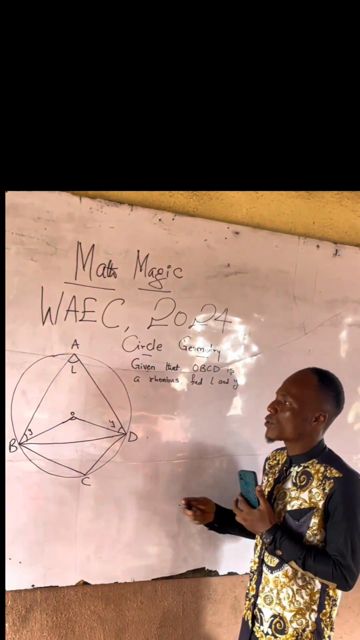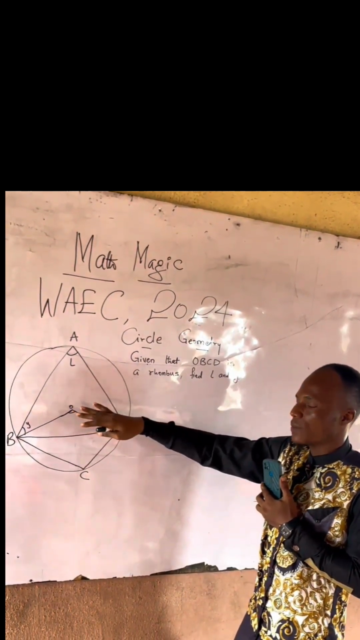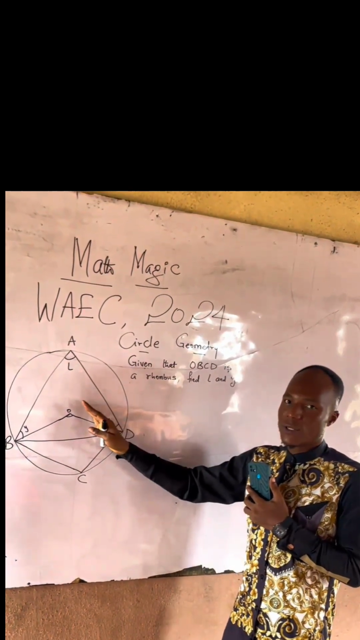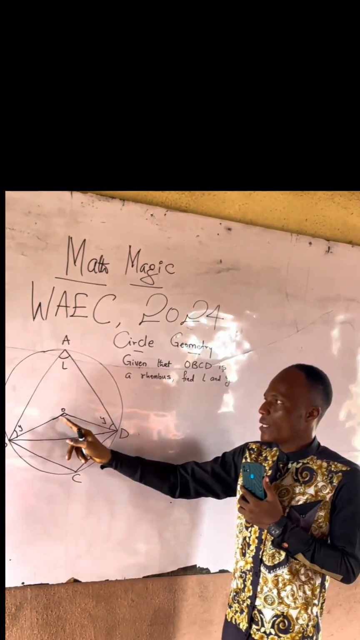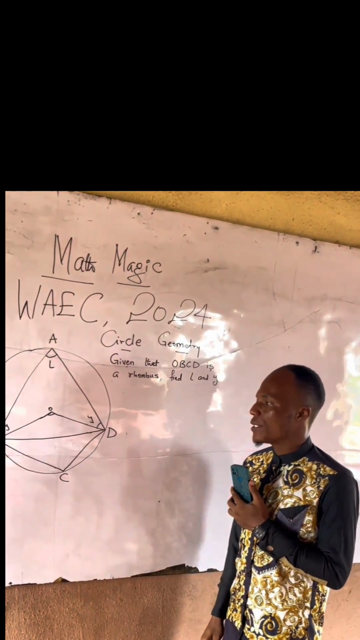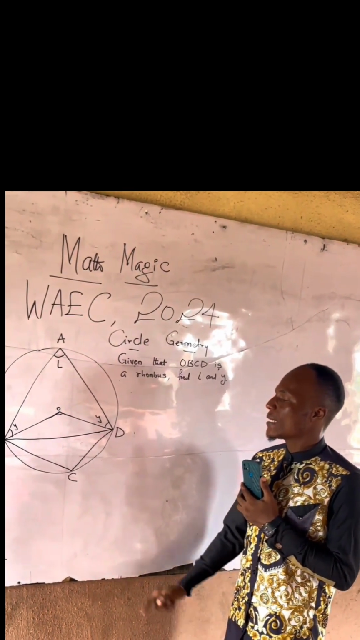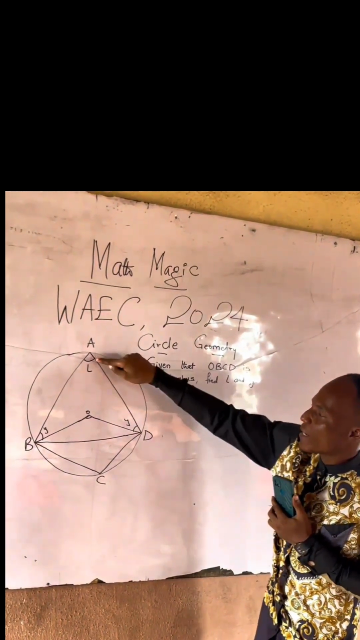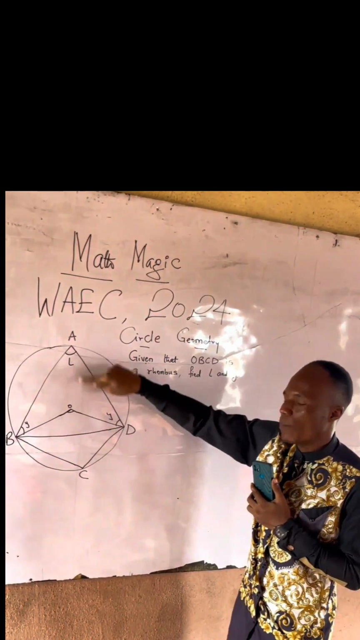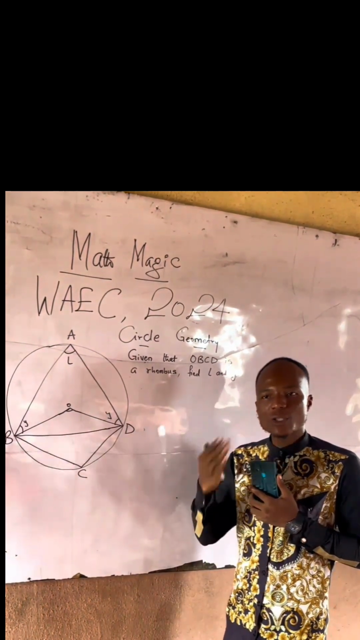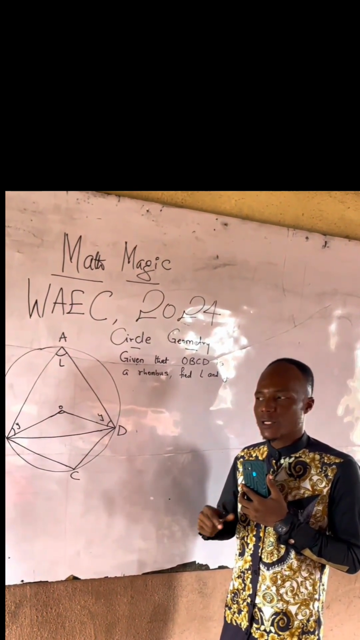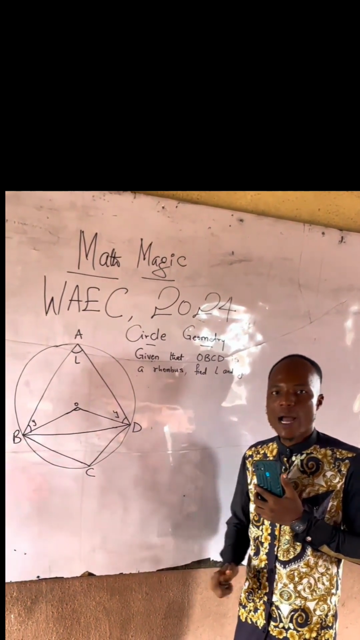Another thing you need to know is the properties of circle geometry. What are the two properties needed in this question? The first: the angle at the center is twice the one at the circumference. The second: the opposite angles of a cyclic quadrilateral are supplementary. Supplementary simply means they add up to 180 degrees. So having known these three properties, we are good to go.